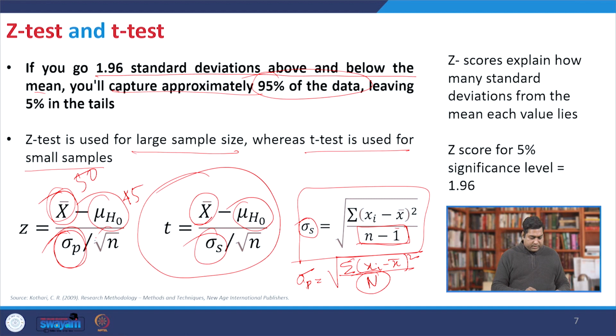Now, in this case you can refer to how you are calculating this value. It is about the number of samples, right. So, for standard deviation only we have this kind of change in the equation, but in the test statistic it is the number.